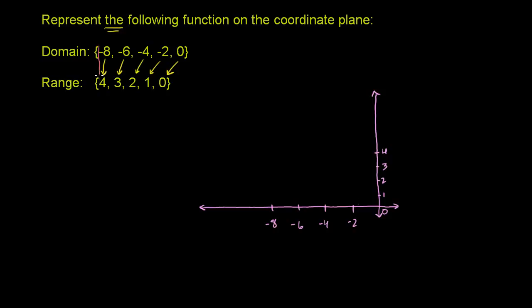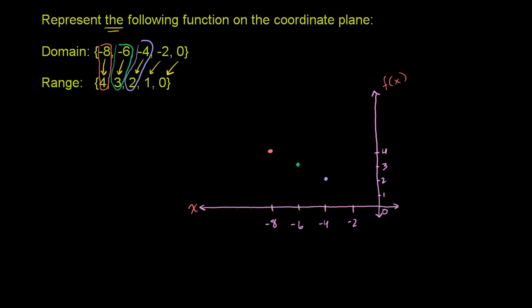So if we take this first pair right there, you give me a -8, this function is going to give me a 4. So (-8, 4) is that point right there. So if you imagine that this is x, the x-axis, this would be the f(x) axis, if we're assuming that f is this function. You give me a -6, I'll give you a 3: (-6, 3). You give me a -4, this function will pop out a 2: (-4, 2).